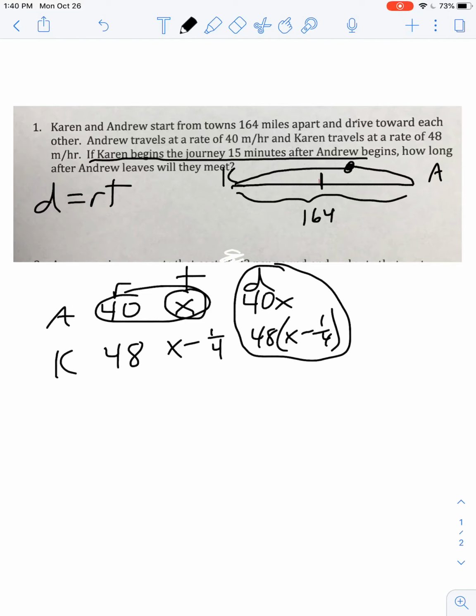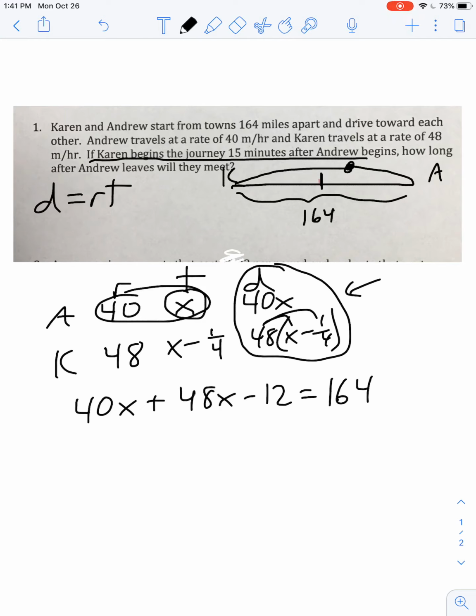So that's our equation. When we add our distances together, I'm going to go ahead and distribute the 48 also. We get 164. And then we just solve this equation. So add 12 and so on, you get x equals 2. Now we always have to make sure we answered the question. It said, how long after Andrew leaves will they meet? So we're looking for Andrew's time.